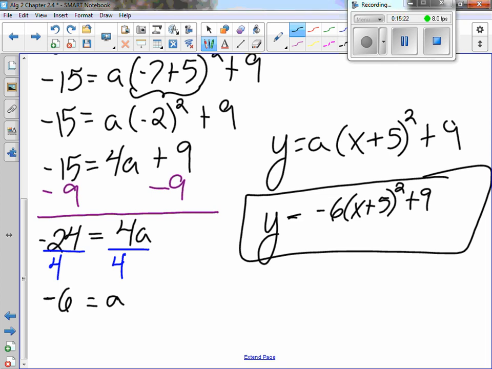Any questions on any of this here so far? We getting this here pretty well? Because for the most part, we're doing what? We're taking the vertex, plugging the vertex in. And it leaves us with just a. a is the only variable we don't have. We take the point, plug it in, solve for the value of a, and then plug a back in. And we're done. Questions on this here?